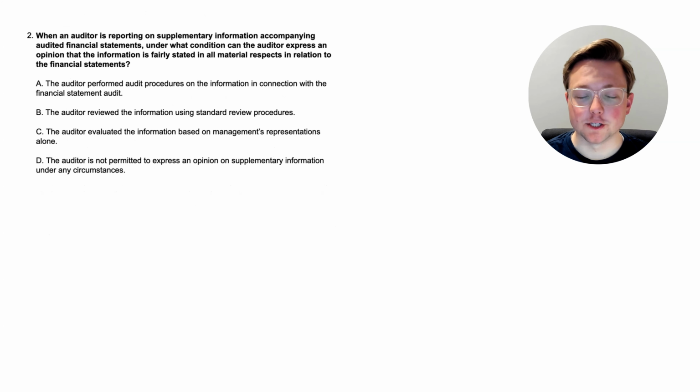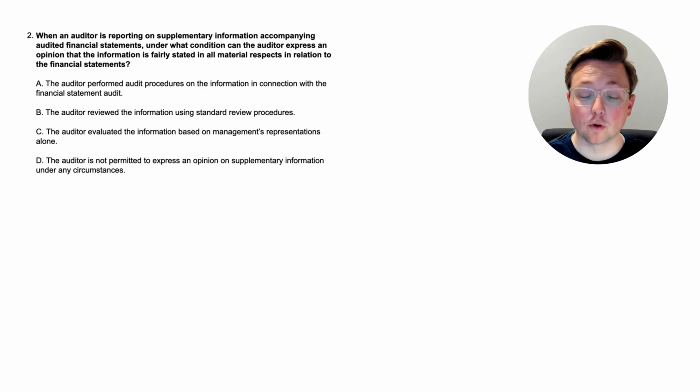All right, here we are at question 2. This is just one long sentence, so we're going to read the whole thing. When an auditor is reporting on supplementary information accompanying audit financial statements, under what condition can the auditor express an opinion that the information is fairly stated in all material respects in relation to the financial statements? So let's go through the options.